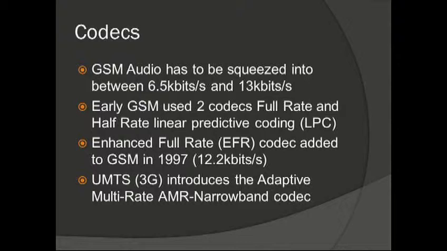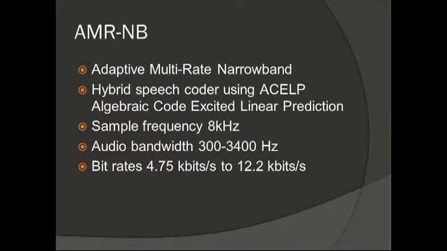With the introduction of 3G UMTS, the AMR codec was introduced. You see it here as AMR narrowband. This is a consequence of AMR wideband coming along and the need to distinguish between that and the older system. So AMR narrowband stands for Adaptive Multi-Rate Narrowband. It used an ACELP or algebraic code-excited linear predictive algorithm.